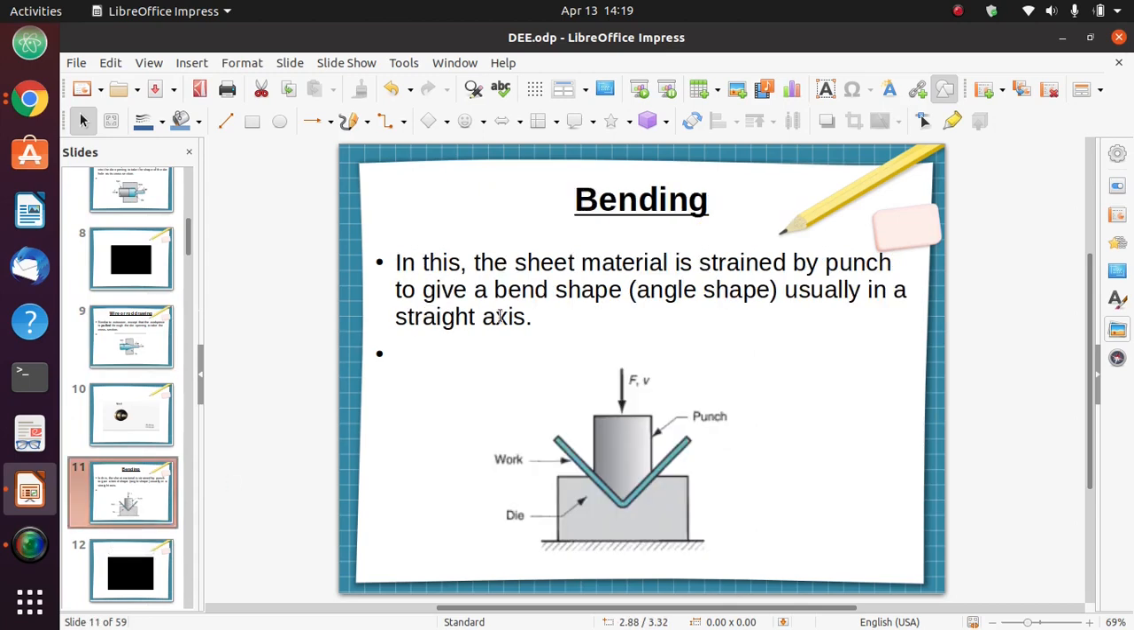Now, we have another process known as bending. You take your sheet metal or your workpiece, place it on a die. You push that sheet metal using a punch. A punch is a type of tool that we use in the workshop. We will look at them in the next topic. You apply a certain force, and you push that workpiece onto a die.